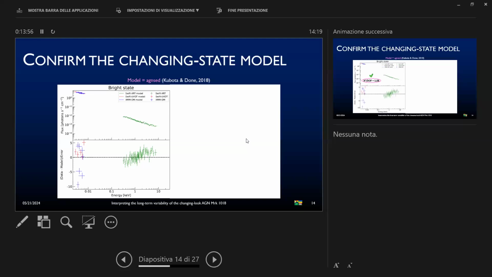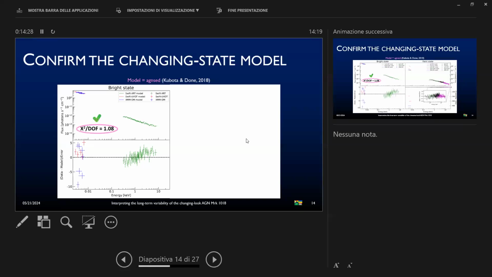Let's try to exploit it as much as possible. And so we apply the spectral energy distribution fitting, so the SED fitting of all our optical, UV and X-ray points. And we use as an underlying model the AGNSED from Kubota and Done 2018. This model is describing the SED of a radiative disk. So now we are testing the hypothesis that the disk in Mrk 1918 is radiative in the bright and in the faint state. And when we apply this model to the bright state, we actually have a good match of the data.